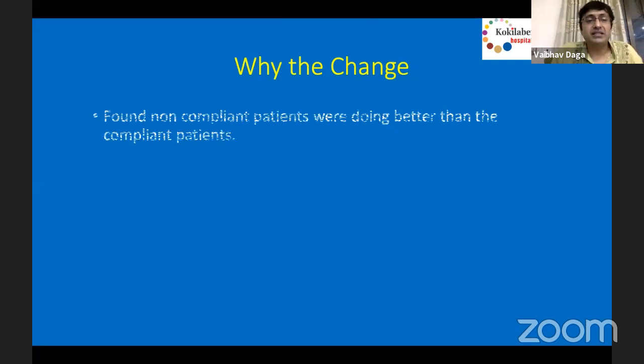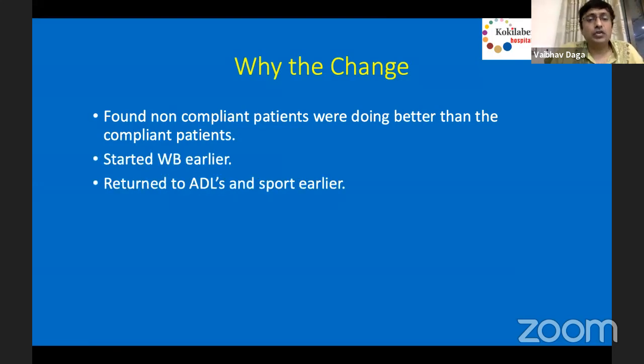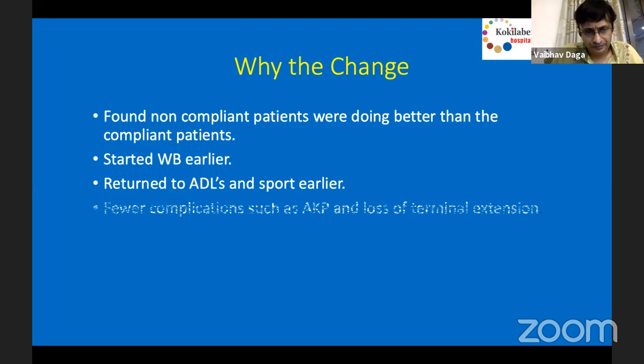So why the change? They found non-compliant patients were doing better than the compliant patients, started weight bearing earlier, and returned to ADLs. So it was not very clear in the 80s and 90s how to progress. A few who didn't do the rehab also returned to ADLs earlier, with fewer complications such as anterior knee pain and loss of terminal extension.